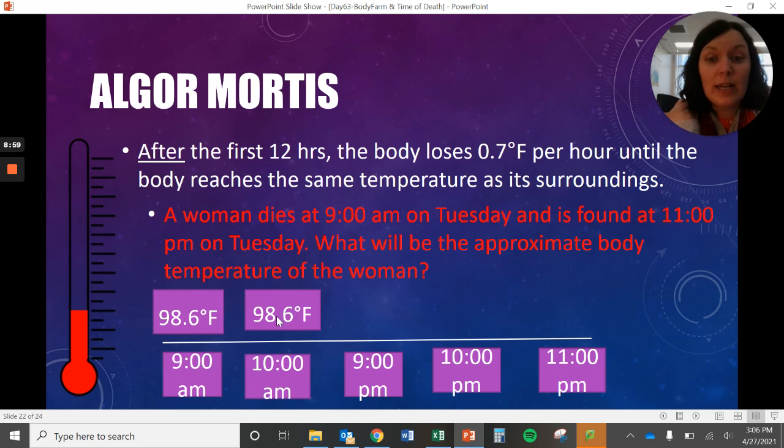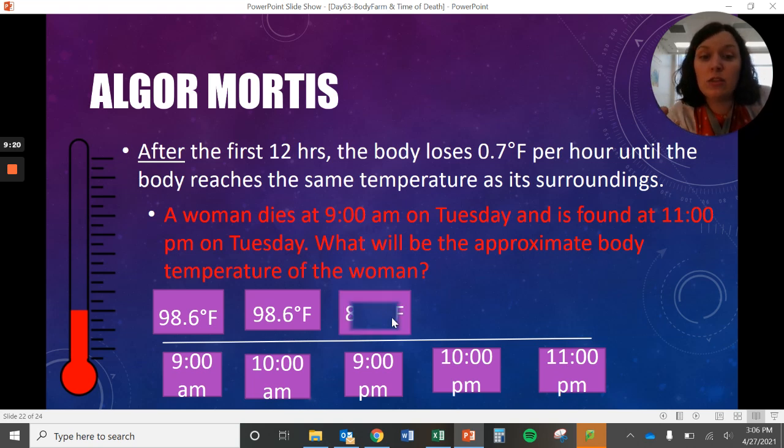So we've already gone 1 hour. So that means the next 11 hours, we're going to lose 1.4 degrees an hour. So 1.4 times 11 is 15.4. So we know that in the next 11 hours, it's going to lose 15.4 degrees. So we'll do 98.6 minus our 15.4, and we get 83.2 degrees.